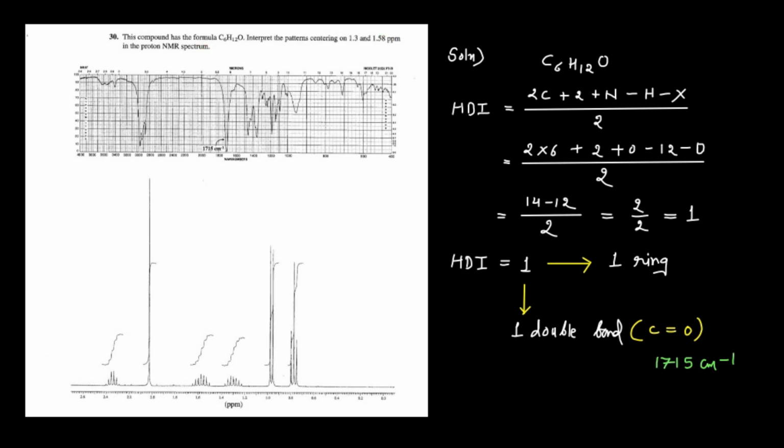You have been asked only one thing: you have to interpret this particular NMR pattern, which is in between 1.3 and 1.58 parts per million. That means you need to explain why this typical splitting pattern is here. Okay, that's why this problem is going to be very, very special for you.